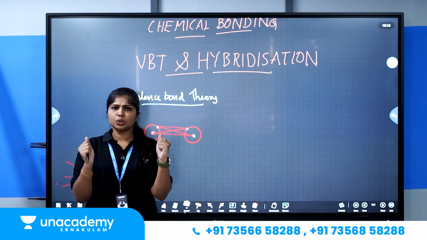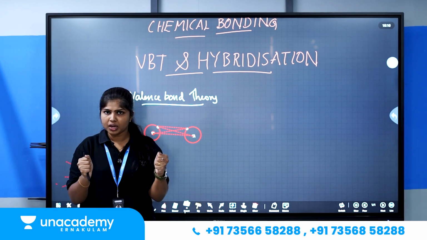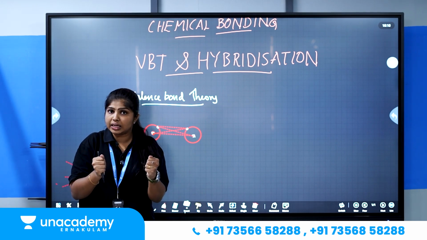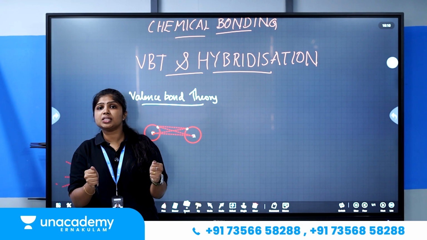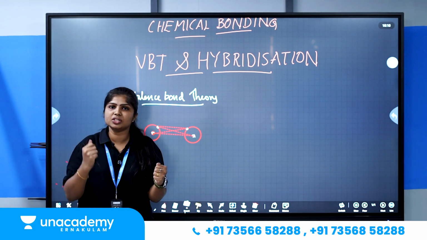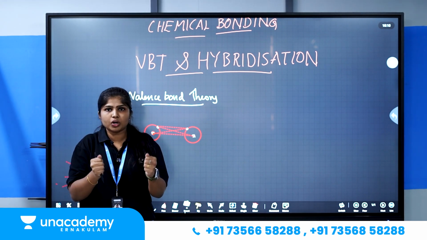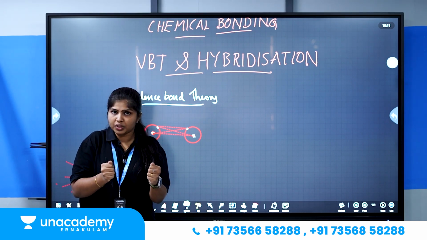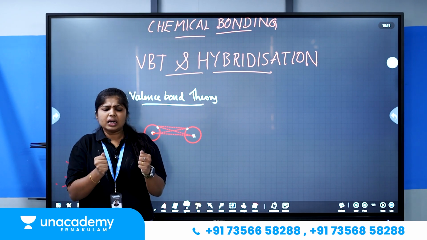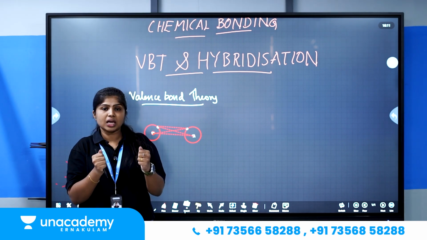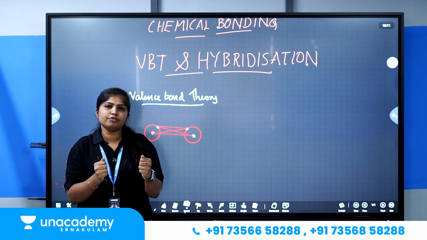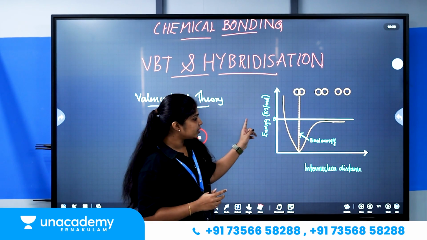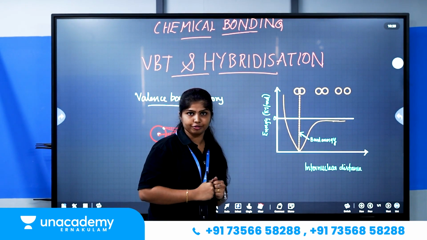Now, see, consider two hydrogen atoms, right? So, when these hydrogen atoms are coming closer, initially the attractive force is dominating. Since they are coming closer and closer, attractive forces are dominating. That's why they are attracting. They are coming closer, right? And at a particular time, this attractive force and repulsive force will become equal. So, let's check its energy versus internuclear distance graph.